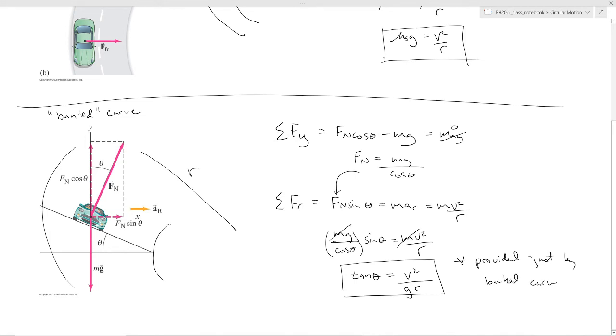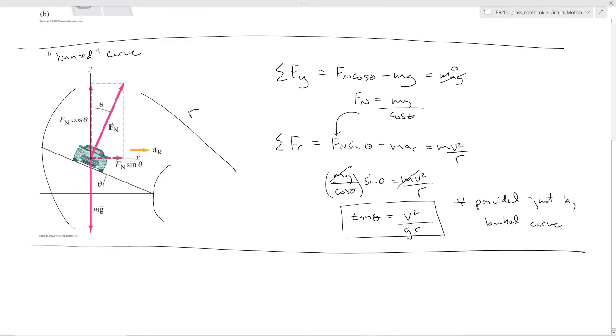So we could incorporate friction into this picture as well, but it gets kind of complicated. So for now, we're just going to assume there isn't any friction. So this is how curves are designed for high-speed travel, and I'm sure you've encountered this on the interstate. So let's look at an example problem that makes use of some of these ideas.